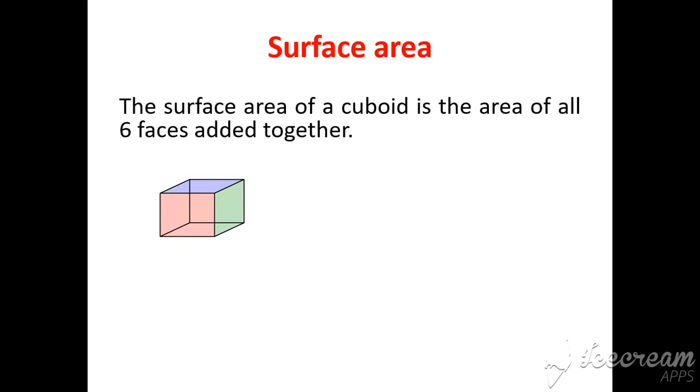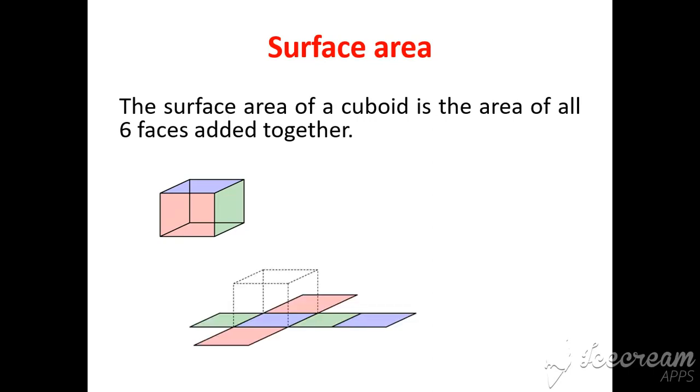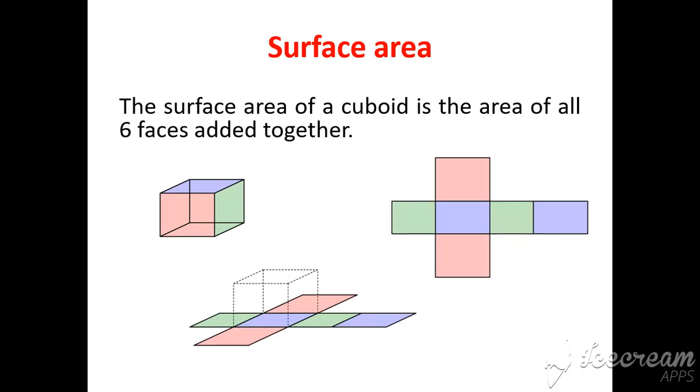What about a cuboid? The surface area of a cuboid, again, it's the same. So we're going to unfold it to form this net, and then we're going to add up all the area of each of those faces.